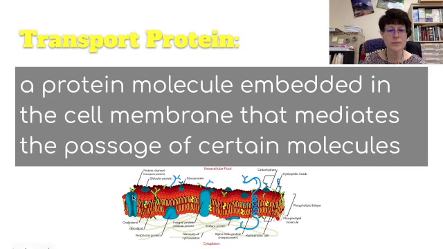So some of these proteins in the cell membrane, and there would be lots more than just one, help facilitate transport. Now, this is still passive transport. They can't go against the concentration gradient in facilitated diffusion because it is diffusion.